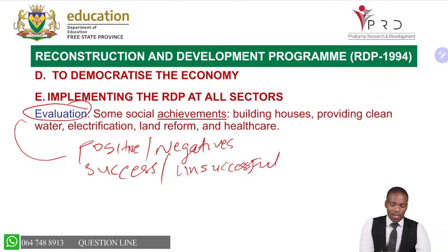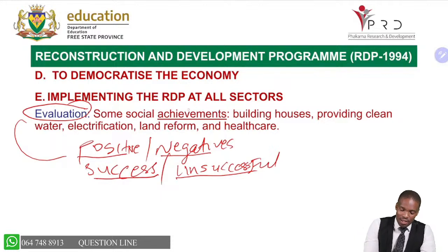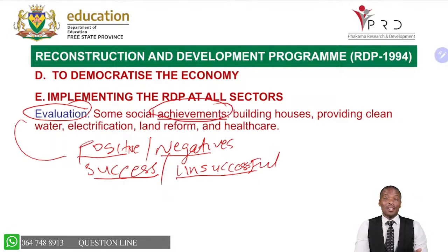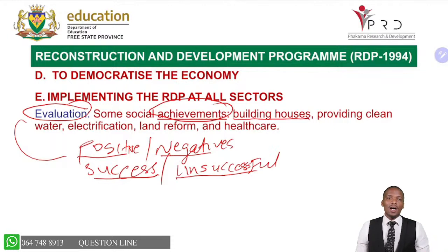So when you are looking at the positives and the negatives, or it has been successful, or it has not been successful, or it has had some achievements, or there was nothing. But if we look at the policy post 1994 to now, in a positive way, you would be saying, yes, there's still a continuation of houses that have been built. And the government is doing so well to ensure that people have got access to the RDP houses.